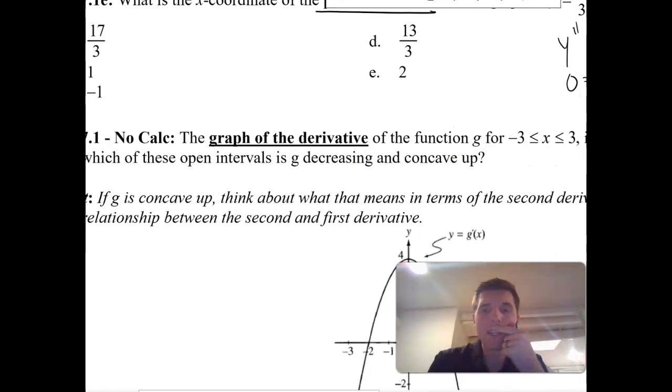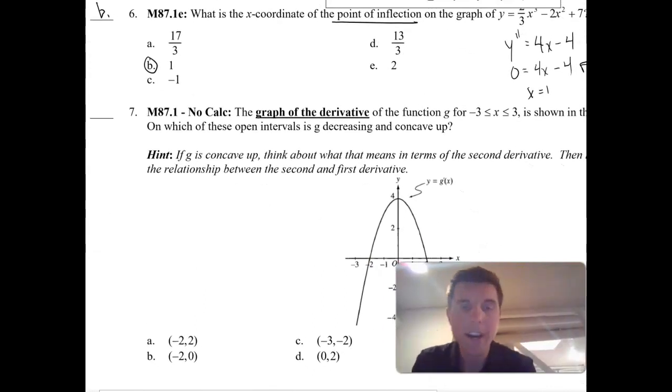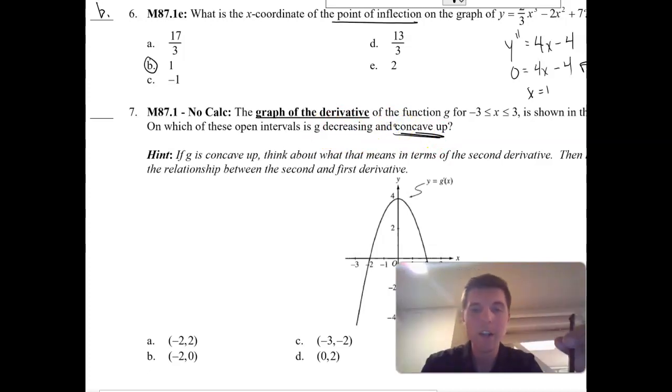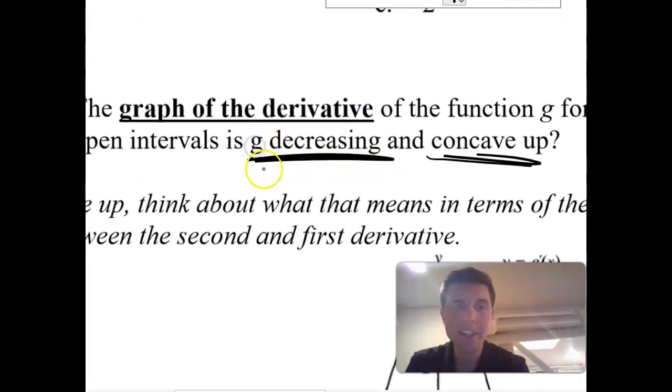Number 7, this is one of my favorite questions. I gave you the derivative, and I want to know where is g decreasing and concave up. So I have a derivative function. We're interpreting it in 2 different ways. So if I have the derivative, and I want to know where g is decreasing, I want to know where is g prime negative. So let's actually highlight that right now. I'm going to go through, I'm going to highlight that.